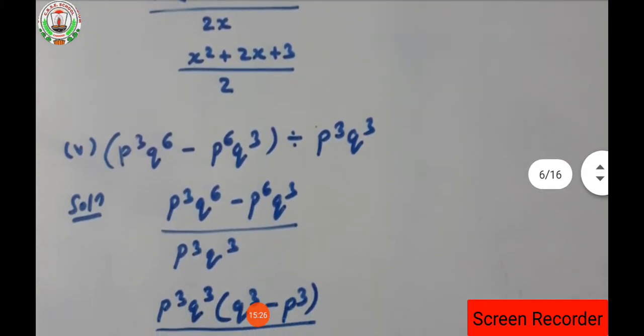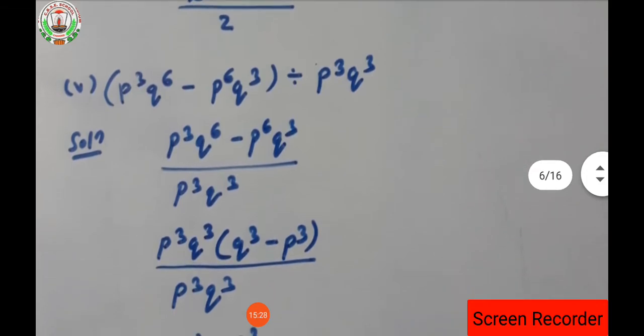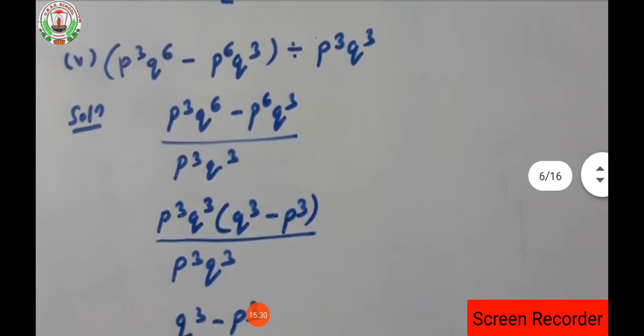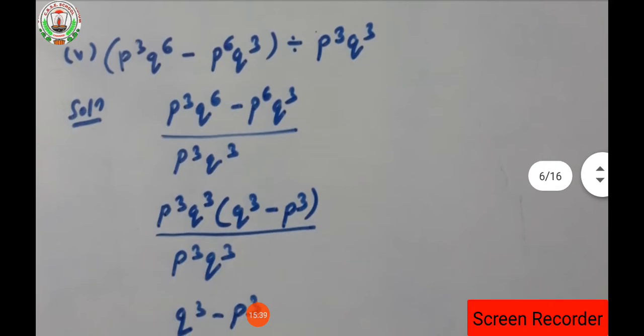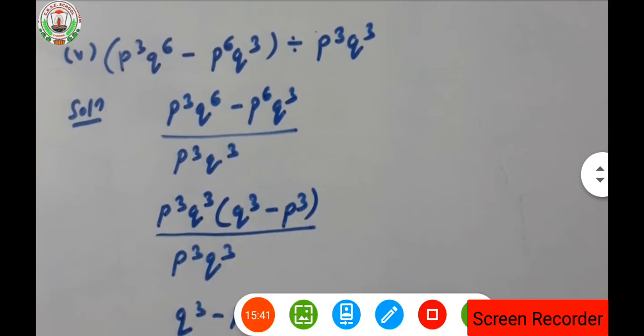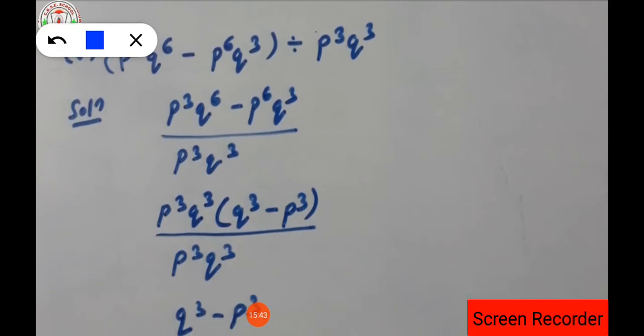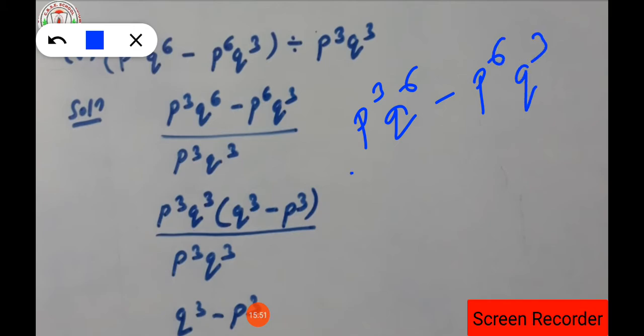Now fifth part of the question number 2, what is said here? In this question, p to the power 3 q to the power 6 minus p to the power 6 q to the power 3 divided by p cube q cube, isn't it? So let's see how to divide. What is the number we are having? p cube q to the power 6 minus p to the power 6 q to the power 3 upon p cube q to the power 3, isn't it?